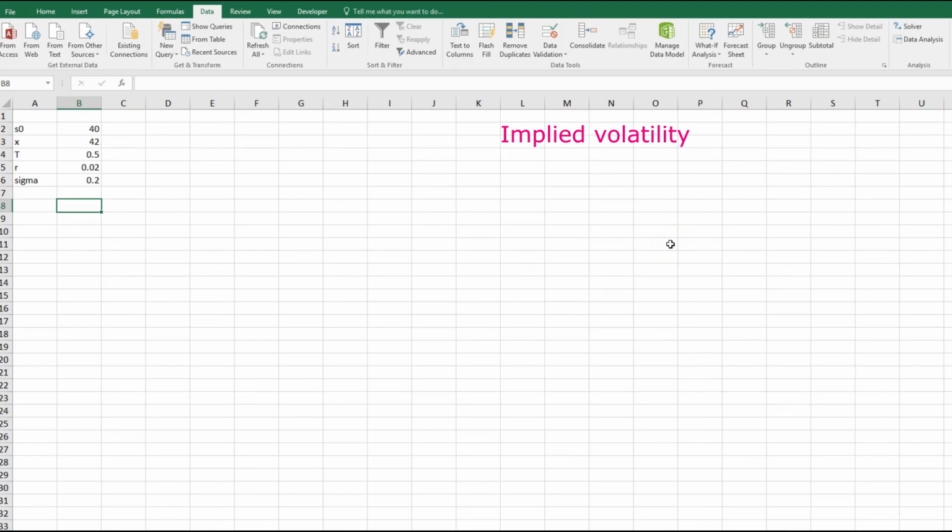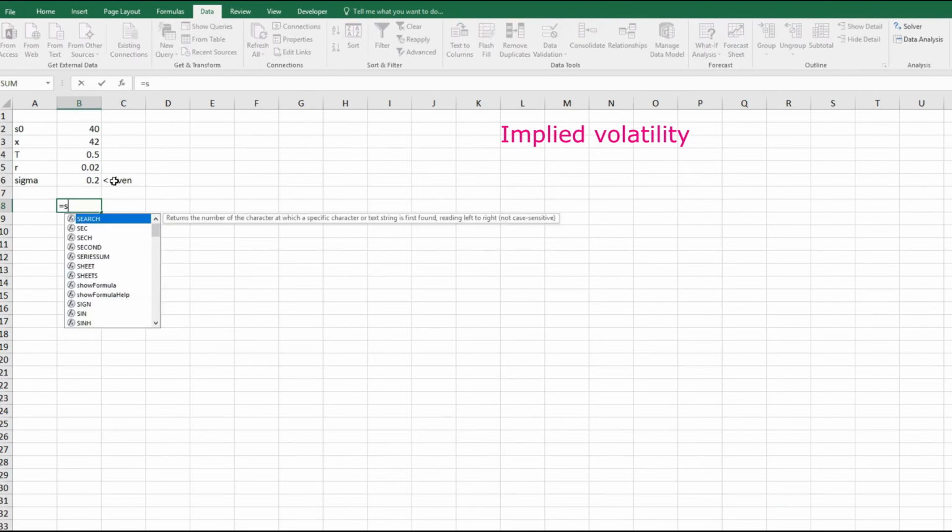Here I discuss implied volatility. I use the same example. Today's stock price is 40, exercise price is 42, maturity is half year, continuous compounding risk-free rate is 2%, so this is given. Volatility is 20%, so this is given. Then we can apply the formula.